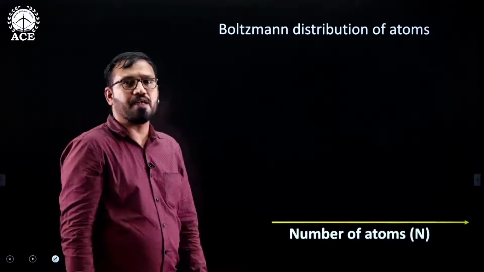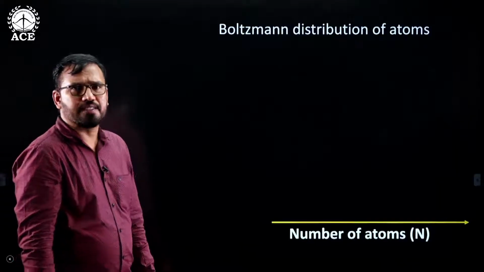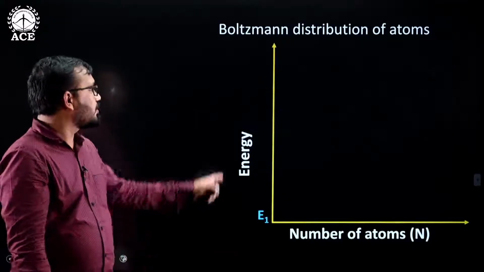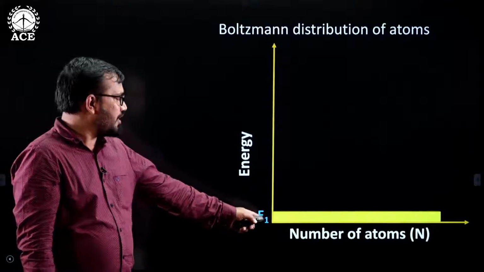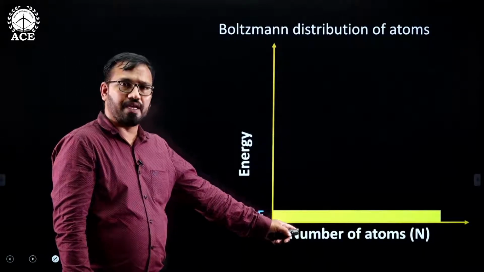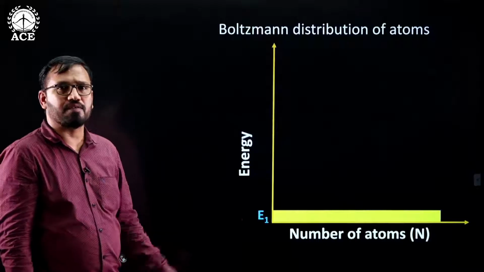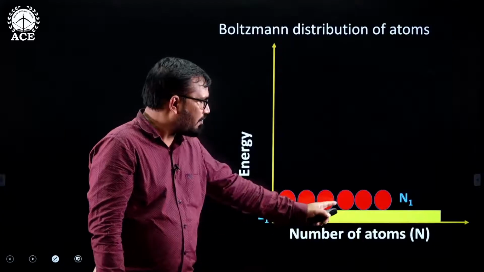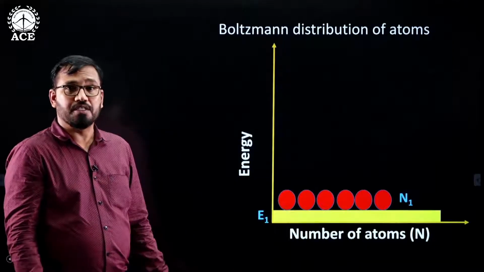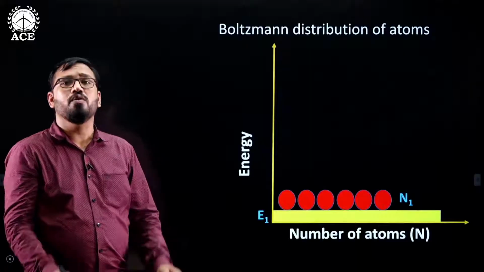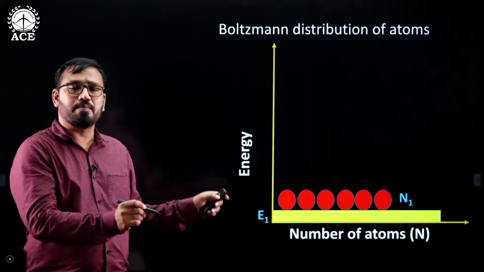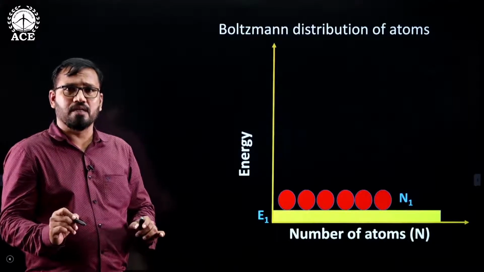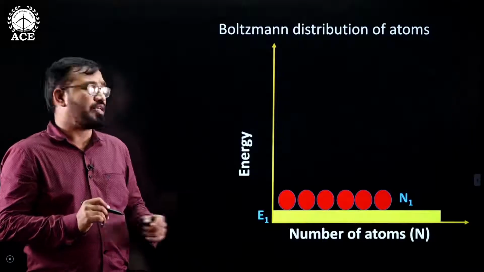Number of atoms I am taking on the x-axis, and energy on the y-axis. See here, it is the lowest energy level, E1. Above this, there are a number of atoms present. This is only an example, it is not compulsory that the E1 level should have only 6 atoms. I am giving only an example representation. E1 is the lower energy level, and the number of atoms there is N1.